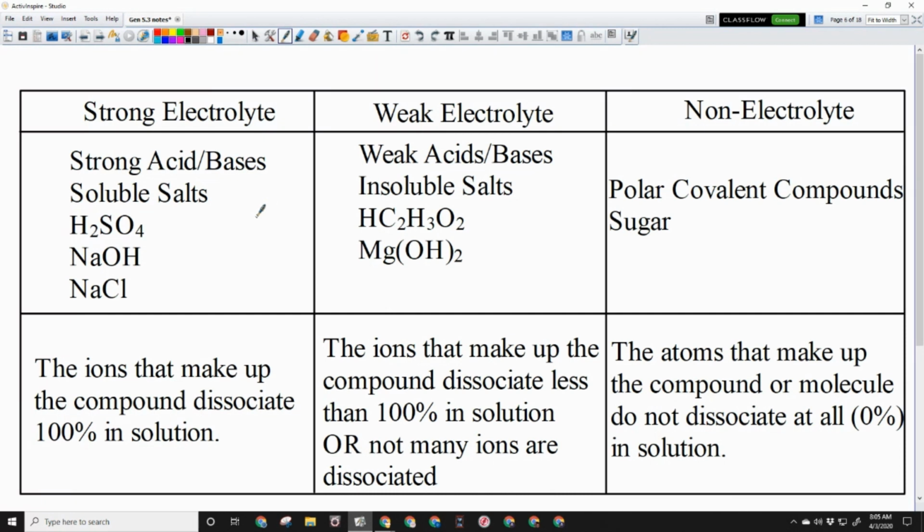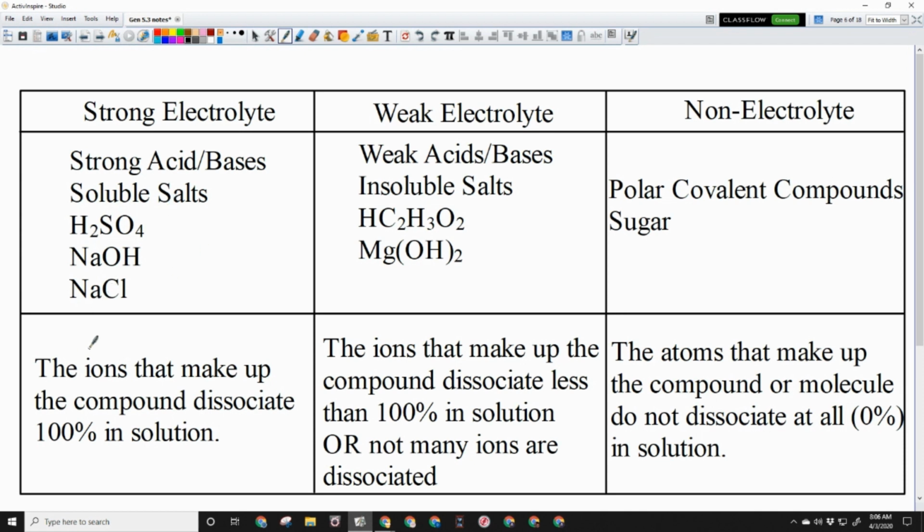Okay, so a strong electrolyte is made with a strong acid or a base, or a soluble salt. A salt that dissolves in water is soluble in water. And when I say dissolve, I mean dissociates, splits apart. Some examples: H2SO4 is a strong acid, NaOH is a strong base, and sodium chloride is a soluble salt.